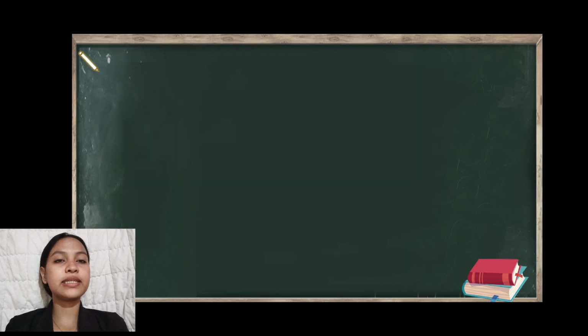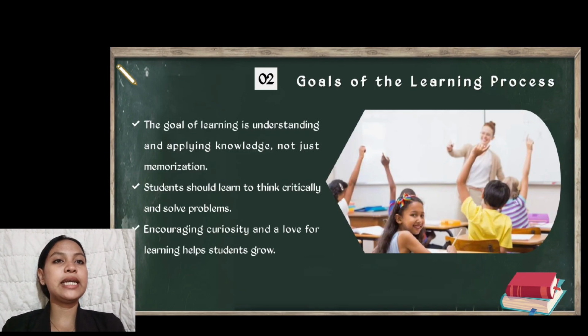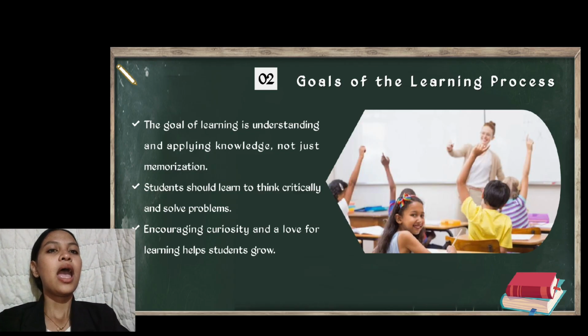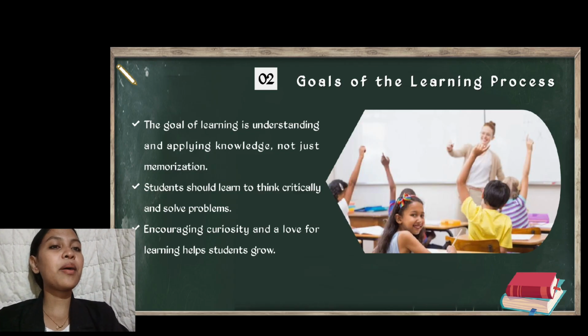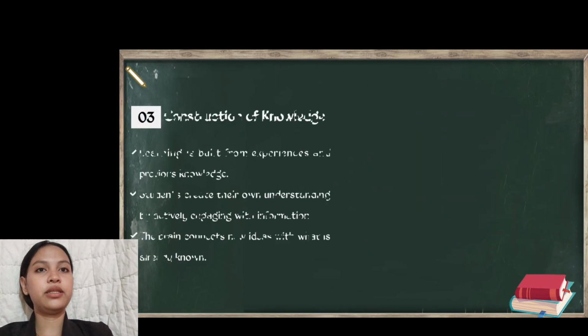So let's move on to the second factor, the goals of the learning process. The main goal of learning is not just to memorize facts, but to understand, analyze, and apply knowledge in real life. For example, in math, students should not just memorize formulas; they should understand when and how to use them. In science, they should learn how to ask questions, investigate, and solve problems, not just recall facts from a textbook. By encouraging students to think critically and apply what they learn, they become better at solving real-world challenges. Now, let's move to the third key factor.